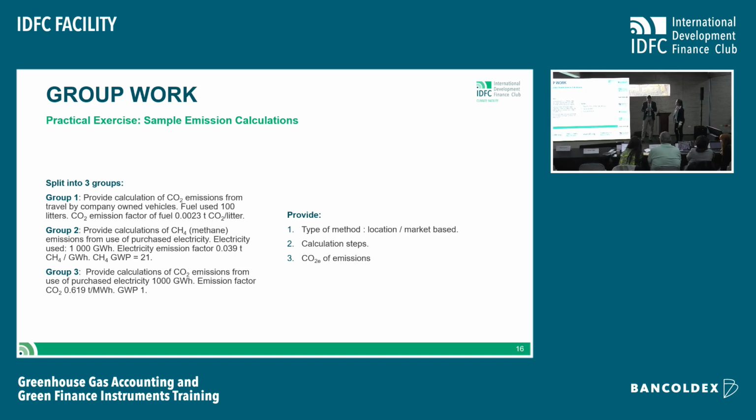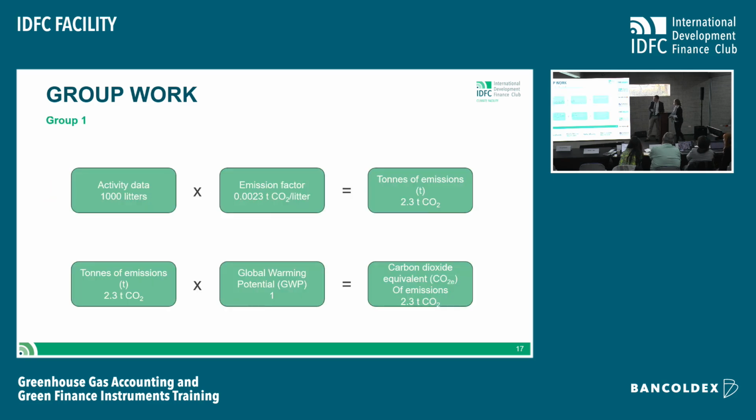Sorry, now I'm confused, okay? So times 0.0023. Okay. So, of course, the teacher made a mistake, and the proper answer is 0.23, okay?